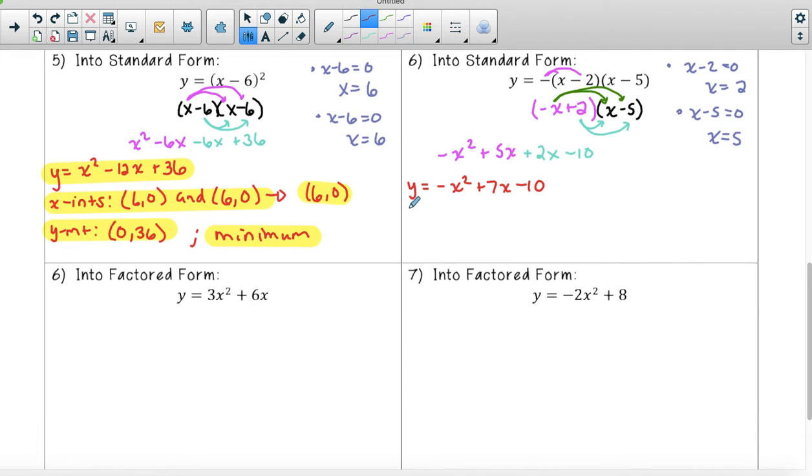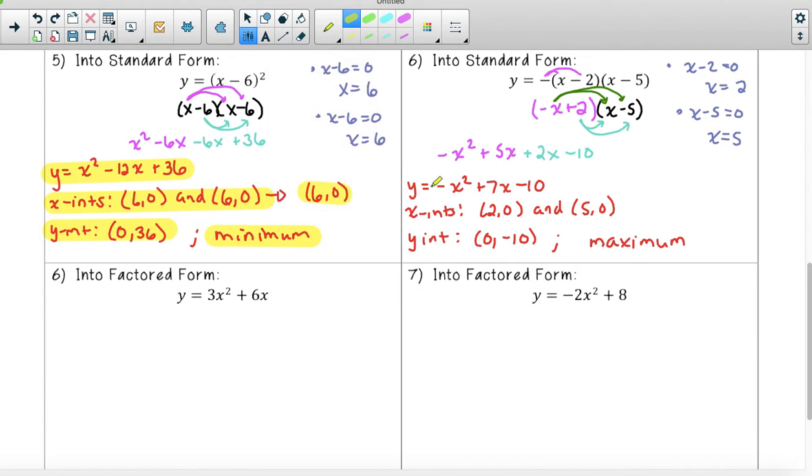So our two x-intercepts, they are two distinct x-intercepts, unlike question 5. We have at 2, 0 and 5, 0. Our y-intercept comes from our constant of standard form, which is negative 10. So it's at 0, negative 10. And because the a value in factored form is negative and the a value in standard form is negative, that means that the graph will open down, which makes this a maximum. It will have a maximum point on the quadratic, so it will open down.